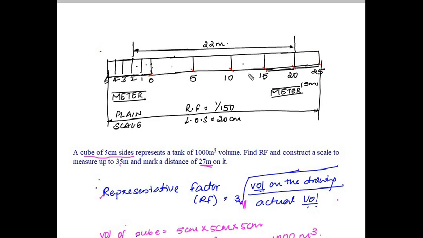So each part is representing 5 meters, and the first part I have divided again into 5 equal parts. So each part will represent 1 meter. So each one here is 1 meter. So we have total 5 meters.